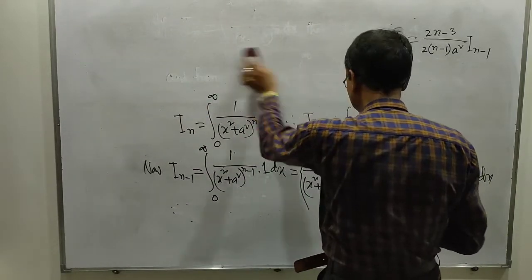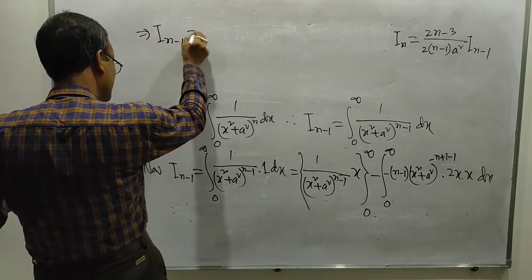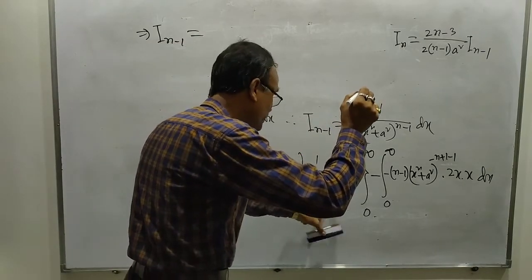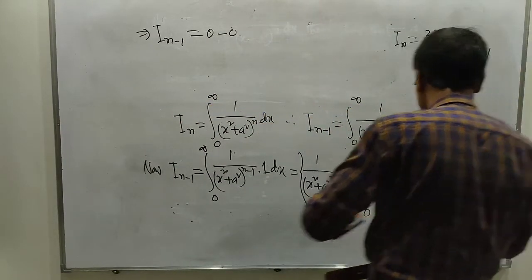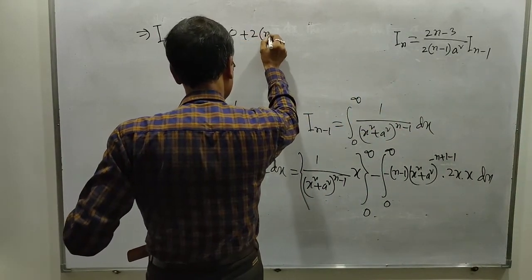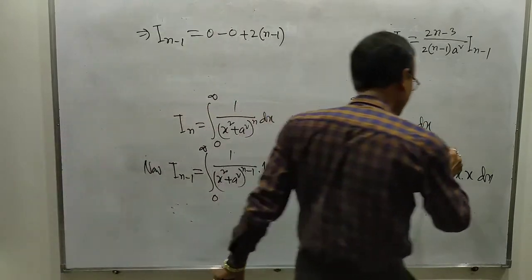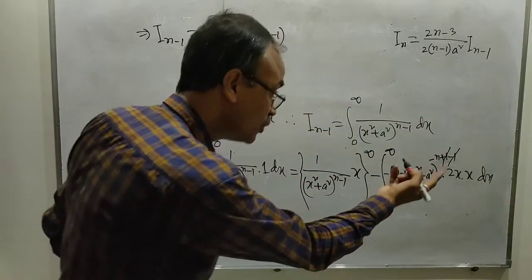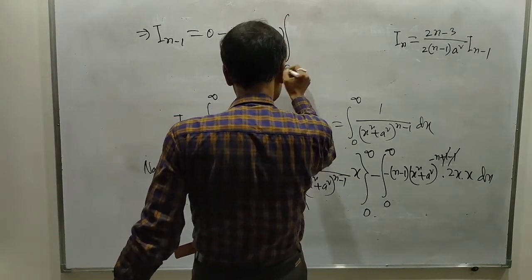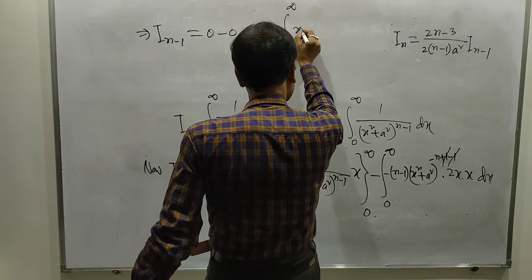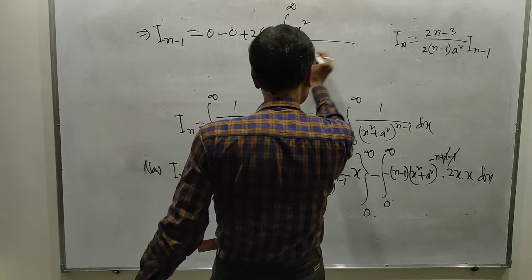You will get this means I_(n minus 1) equal to 0 minus 0 plus 2 times of (n minus 1), plus 2 times of (n minus 1) plus 1 minus 1 will be cancelled, x square divided by (x square plus a square) whole to the power n, integration 0 to infinity, x square divided by (x square plus a square) whole to the power n.